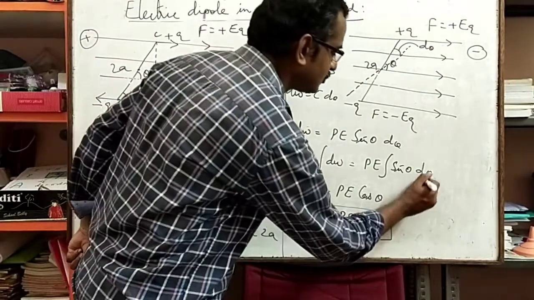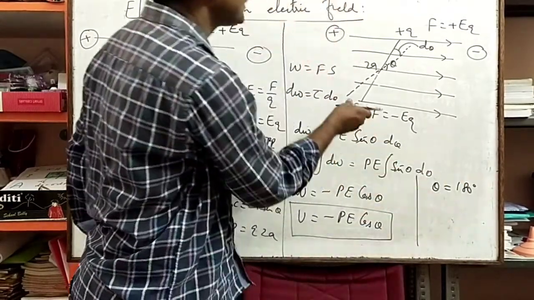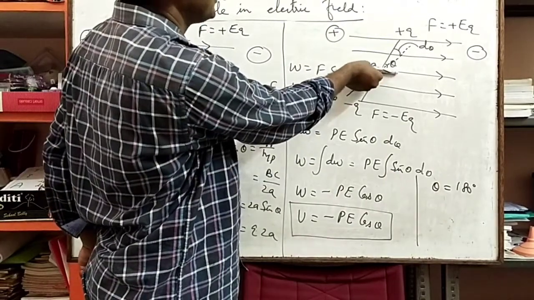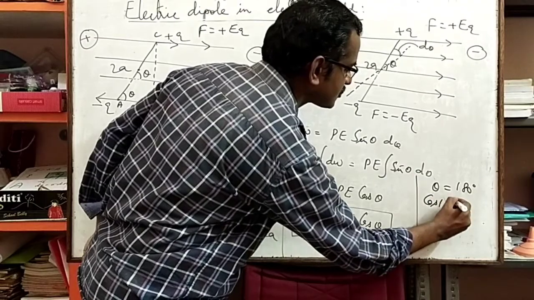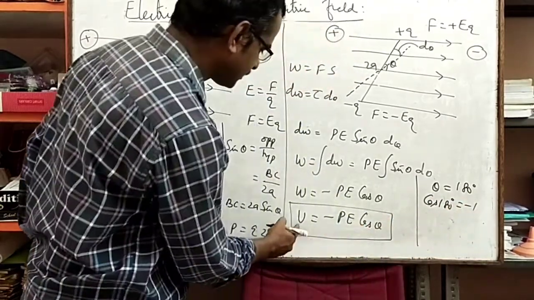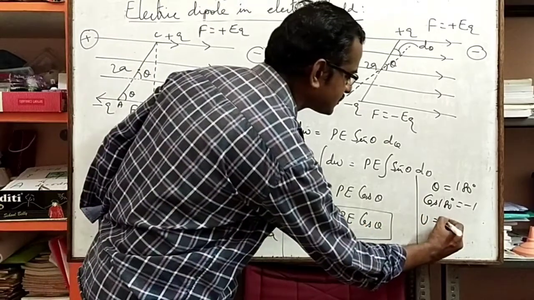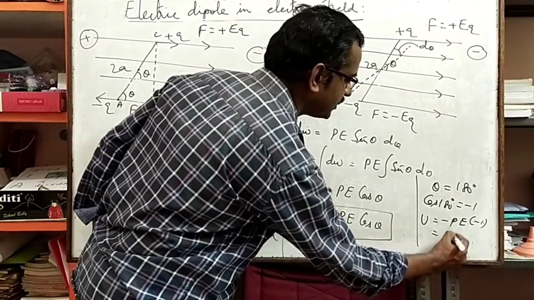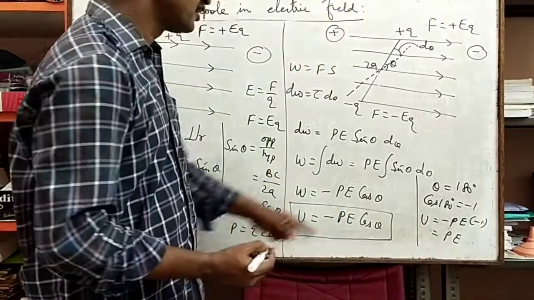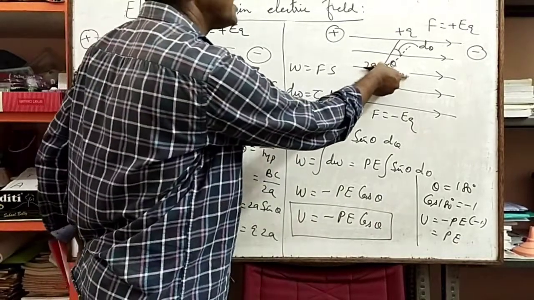For example, when theta is equal to 180 degrees, it means the dipole is aligned anti-parallel. Then cos theta is cos 180, which is minus 1. The electrostatic potential energy U is equal to minus PE into minus 1, so that is equal to PE. Therefore, the maximum amount of energy is stored when the electric dipole is aligned anti-parallel.